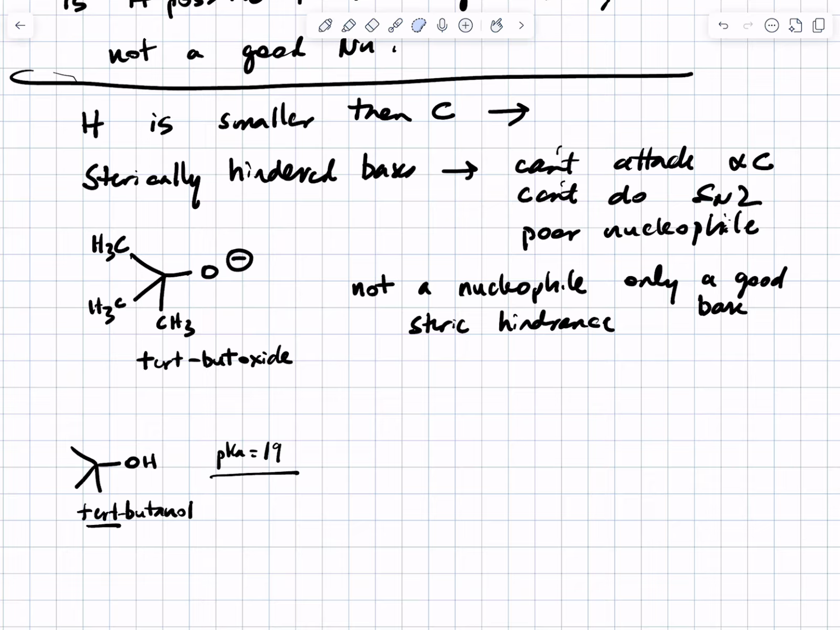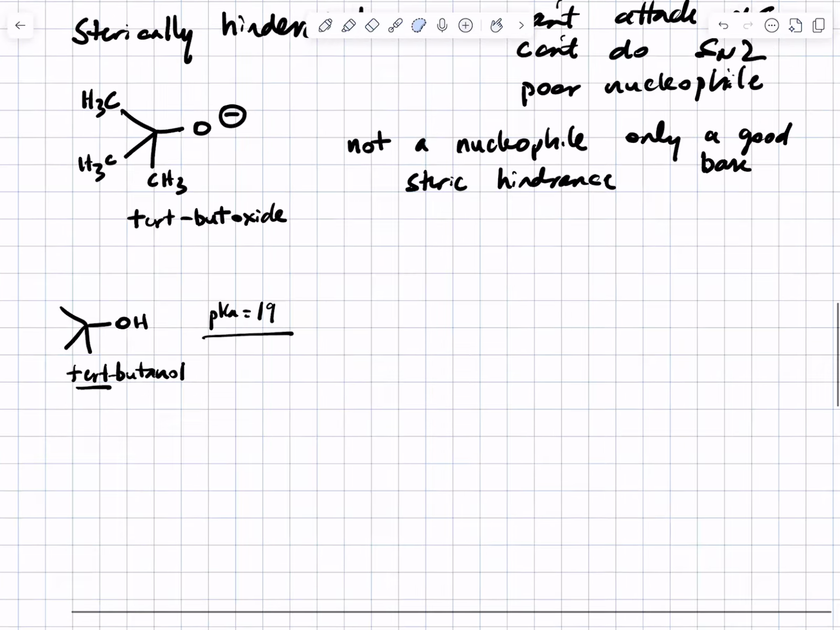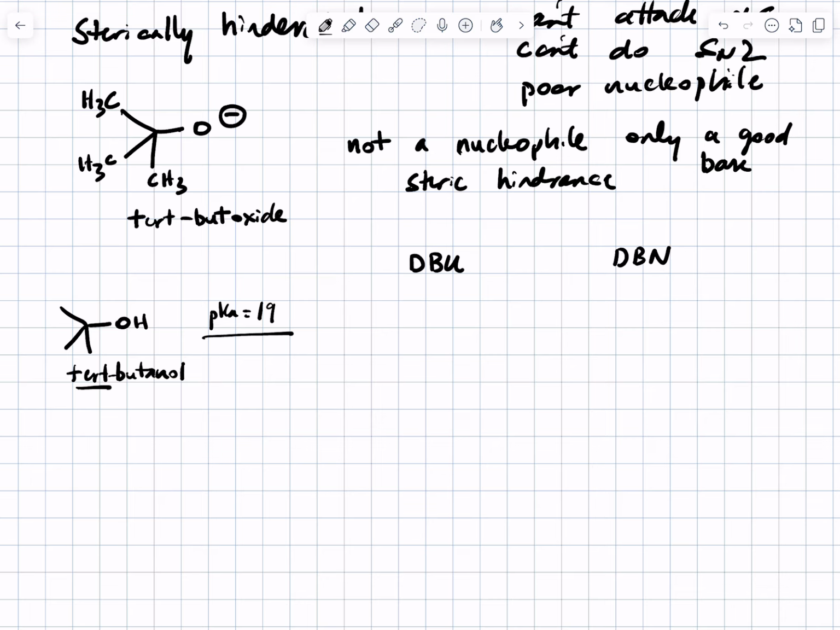Though we hate to just memorize acronyms, these are going to show up in problems in your text, so I do want you to be aware of them. I don't actually care that you know or memorize their structures. But there are two additional sterically hindered bases. One of them is called DBU, and the other is called DBN.